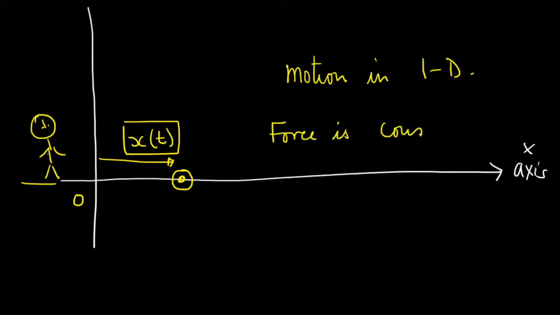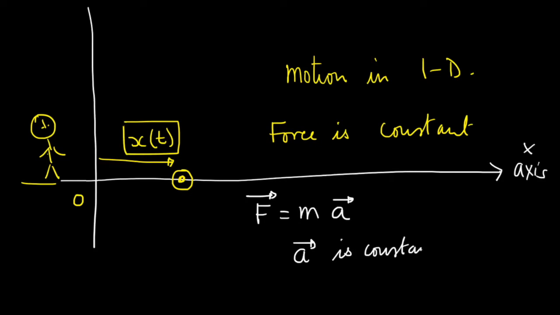Now what this means is, as per Newton's law, F is equal to ma. So the force is constant, and therefore the acceleration, which is also a vector, just like the force, is a constant. And this is the kind of motion that we are considering. So given that the motion is in one dimension, that's the first point, and that the force is constant, which means that the acceleration is constant, what do we know and what can we predict?